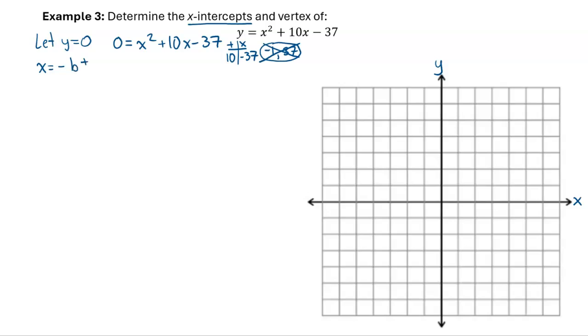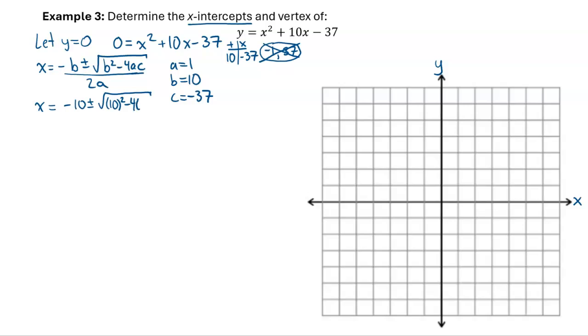So we go on to the quadratic formula, making sure that we have very clear signs that are correct and numbers for A, B, and C. So A is going to be 1, B is going to be 10, and C is going to be negative 37. So x equals negative 10 plus or minus the square root of 10 squared minus 4 times 1 times negative 37, all of that divided by 2a, 2 times 1.